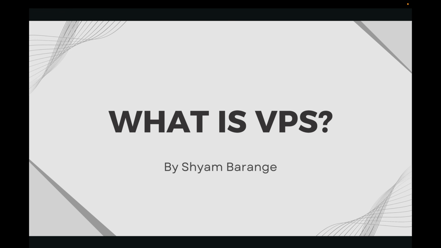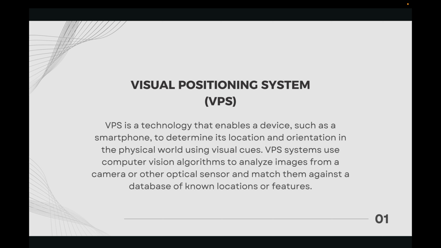Today we are going to learn about VPS. Now what is VPS? VPS is Visual Positioning System. VPS is technology that enables a device such as a smartphone to determine its location and orientation in the physical world using visual cues. VPS systems use computer vision algorithms to analyze images from a camera or other optical sensors and match them against a database of known locations or features.